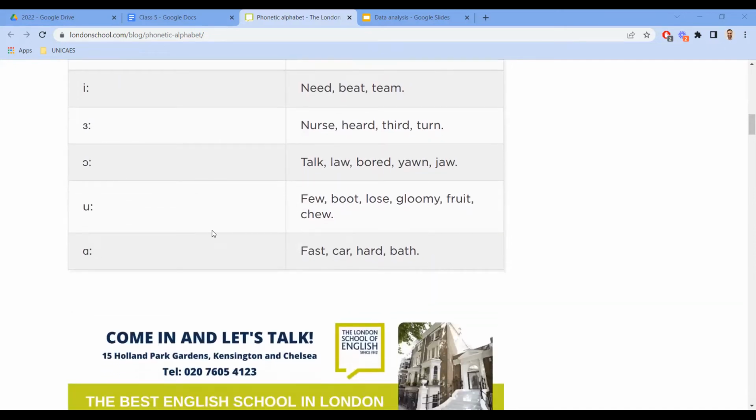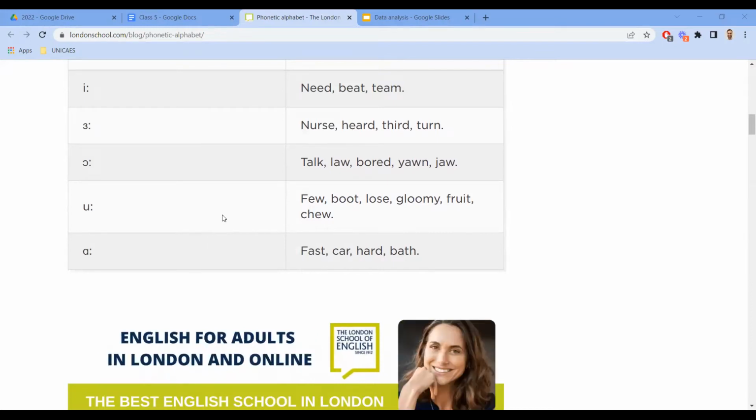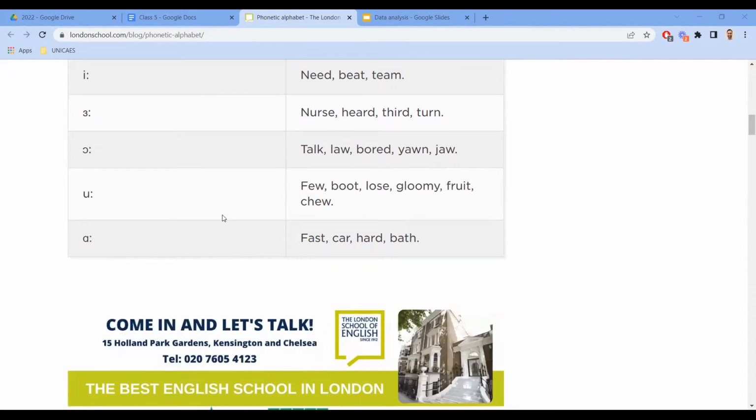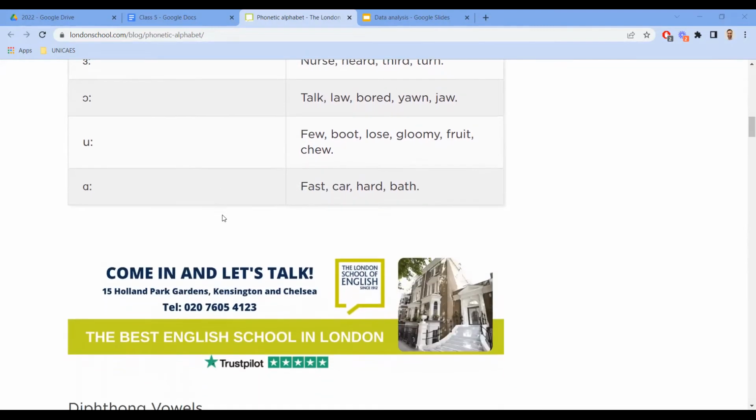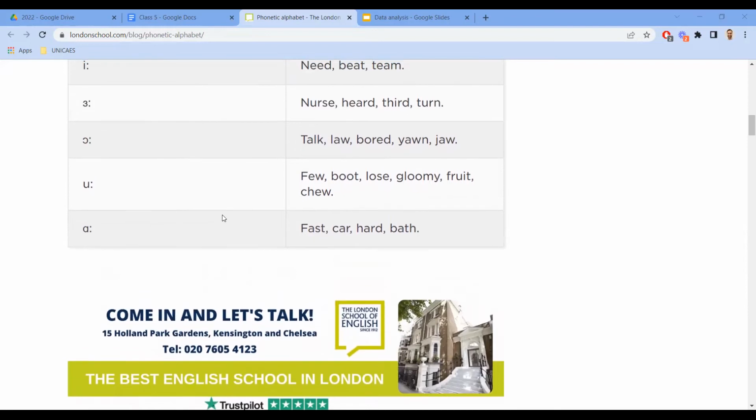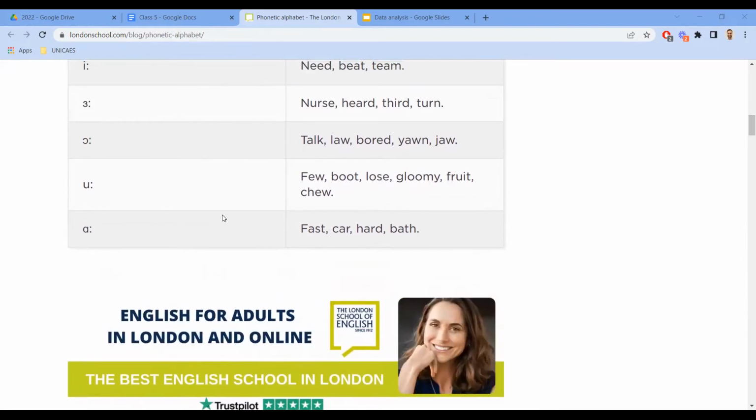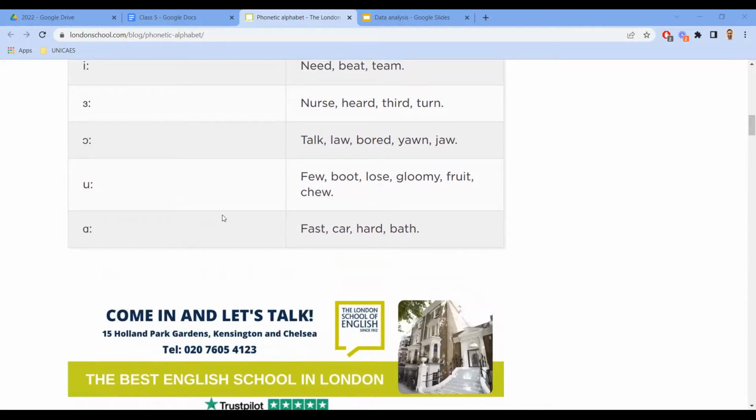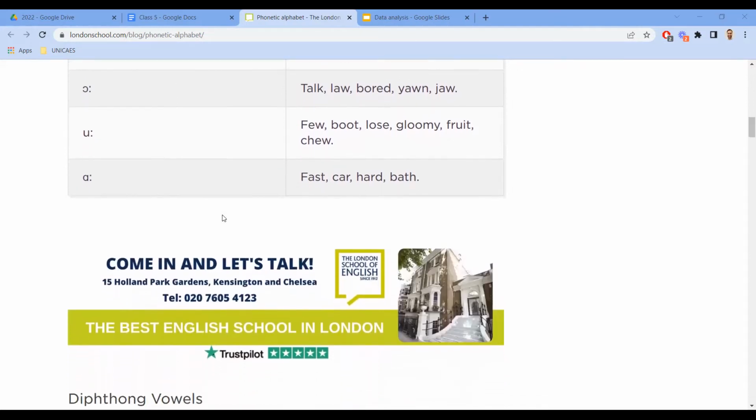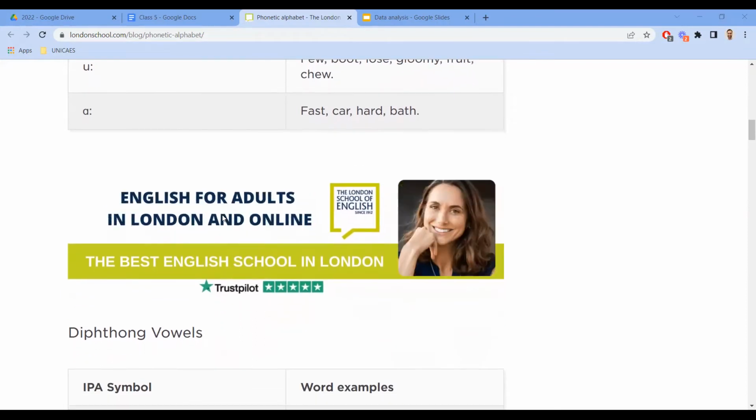We also have the long U, right? Like few, boot, lose, etc. And we also have that long A, fast, car, hard, like that. This is the A when you open your mouth, when your mouth is widely open, right?